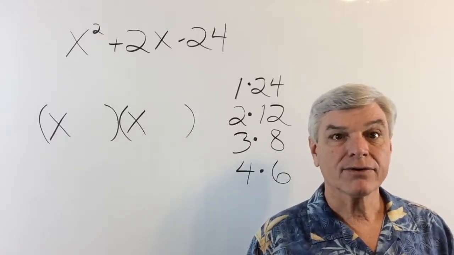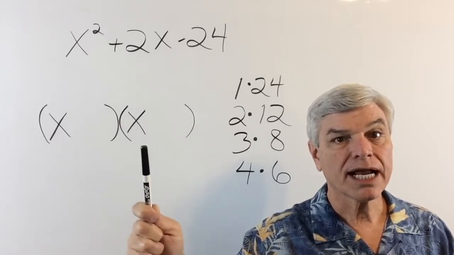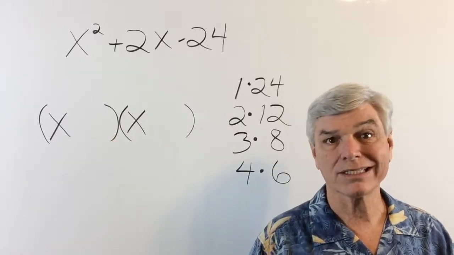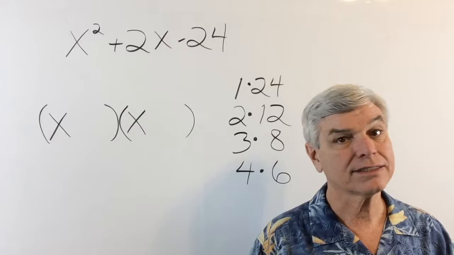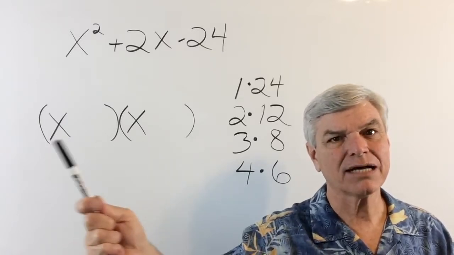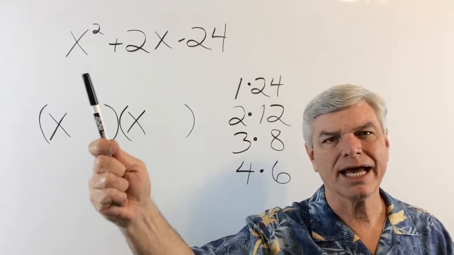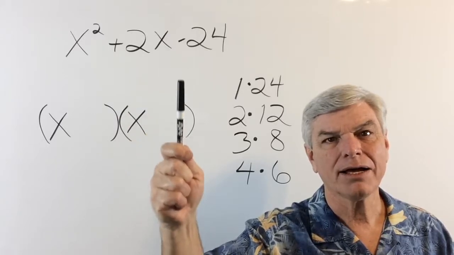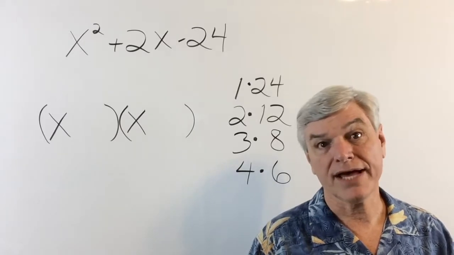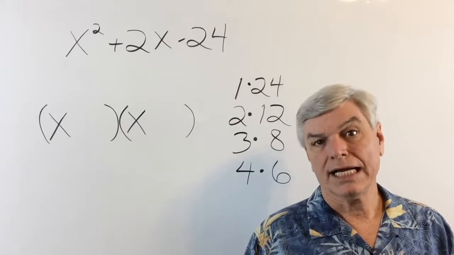So how do we factor it? We'll set up two binomials, and we're going to have x times x to get x squared. How else are you going to get x squared? x squared times 1? That's not going to work very well. It's always going to be x times x, unless we have a different variable, like a squared plus 2a minus 24, in which case we'd have a times a. But we've got x times x.